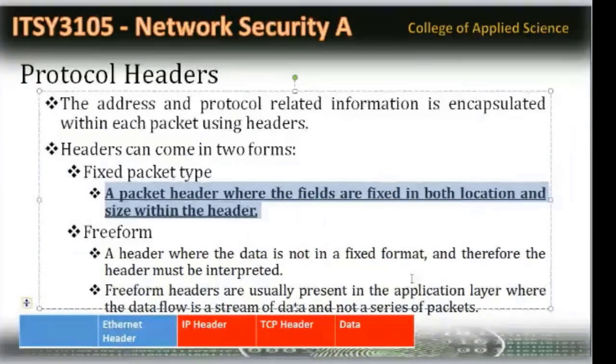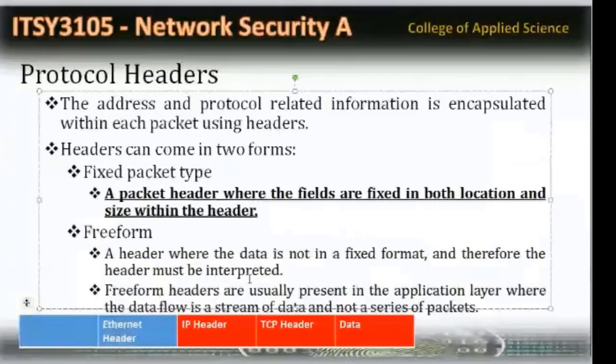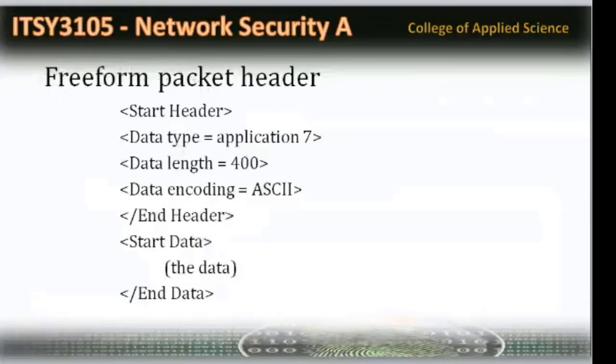But in the free form, what does free form mean? In a free form, the header where the data is not a fixed one. In the free form, headers are usually present at the application layer, but the data flow is a stream of data and not a series of packets. So this can be changed. The headers can be changed, the place can be changed, the size can be increased, the size can be decreased in the free form. Now I will show the free form. You see there is no restriction. Here the header is started.